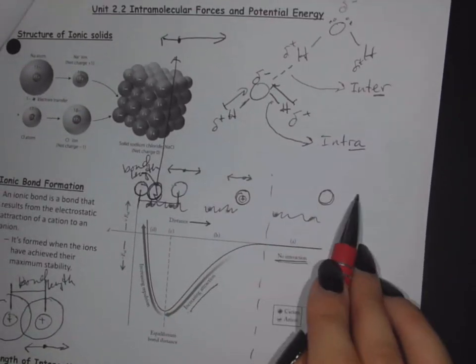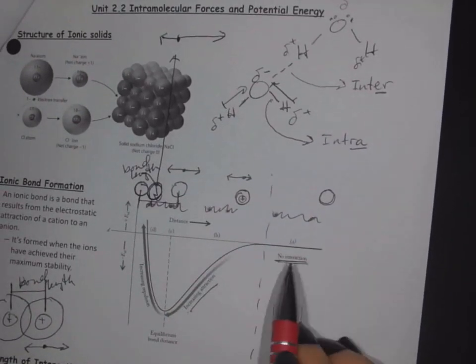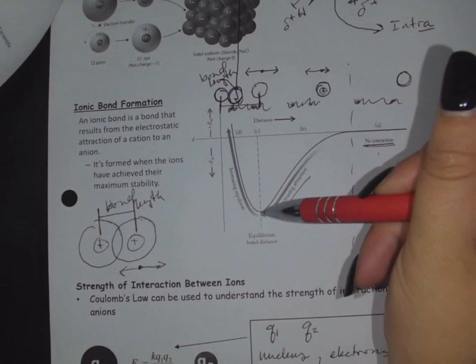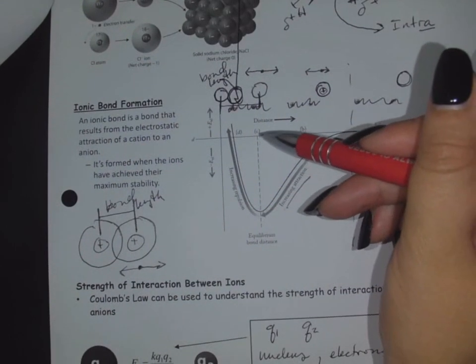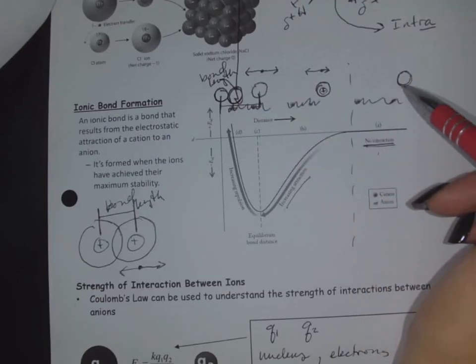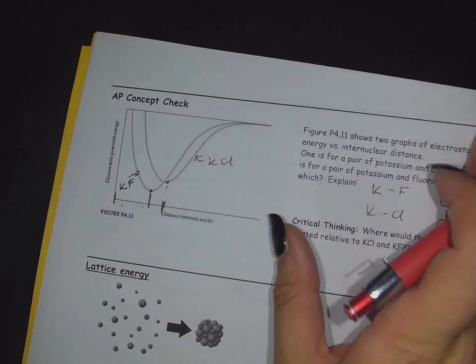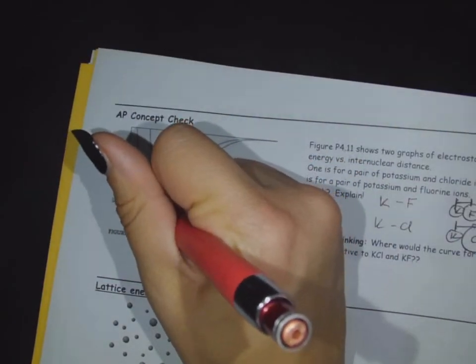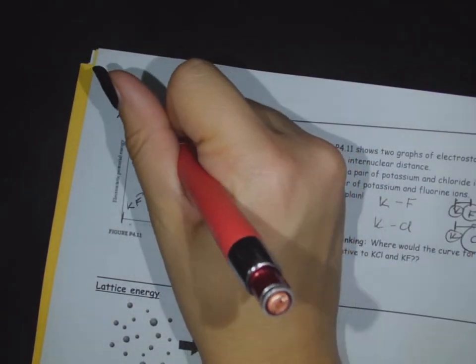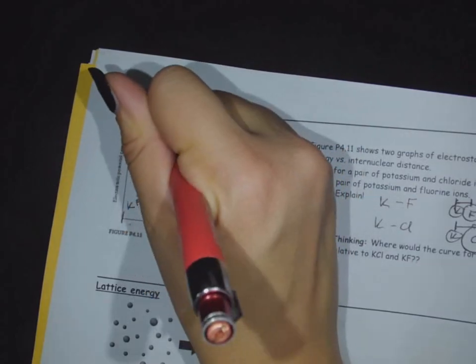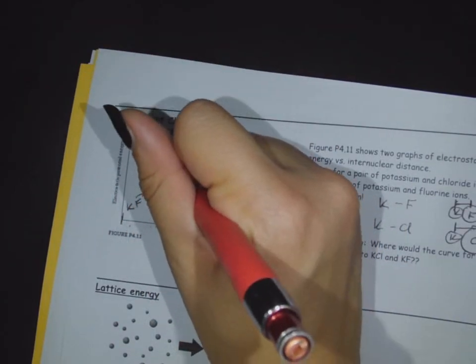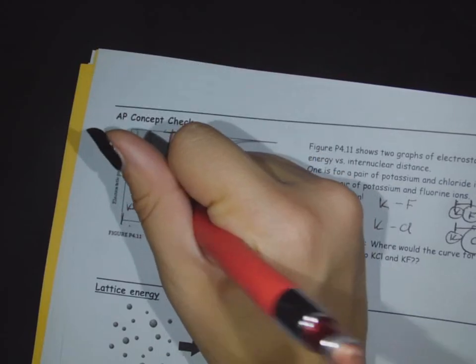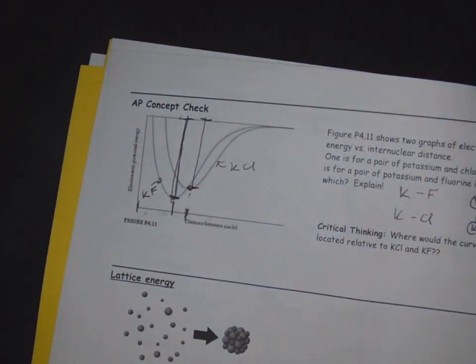I grab this guy and I pull it away so there's no longer any interaction. This is how much energy would have to be added. I'd have to add this much energy to be able to pull those guys apart. This is the bond energy. So the bond energy for this potassium and fluorine is bigger than the bond energy for the potassium and the chlorine. And that makes sense according to Coulomb's law.